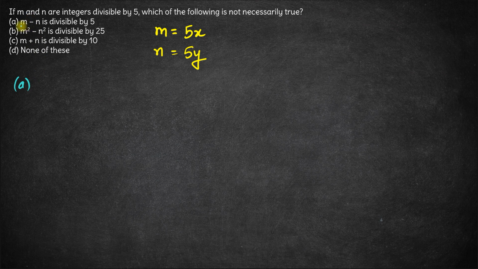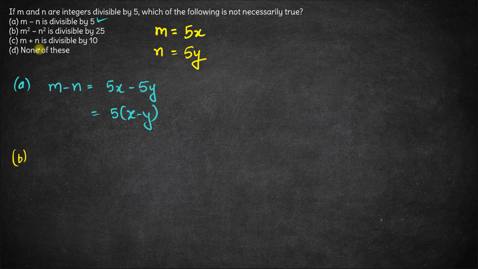Now let's check each of these options one by one and figure out which of these options is correct. So option A is M minus N is divisible by 5. Now what is M minus N? M is 5x and N is 5y. So this effectively is 5 times x minus y. Now whatever this number is, it is a multiple of 5. M minus N is a multiple of 5, hence it will be divisible by 5. So option A is true. This is always true, whatever the value of x and y. Let's look at the next option.